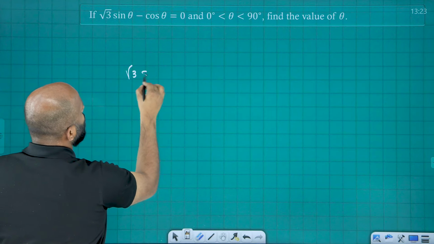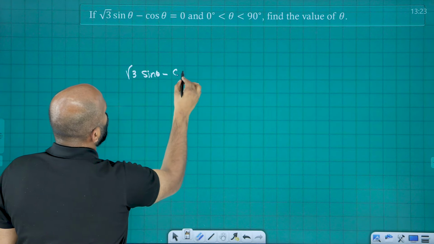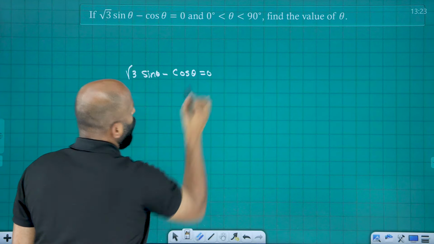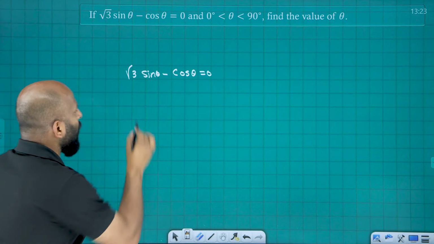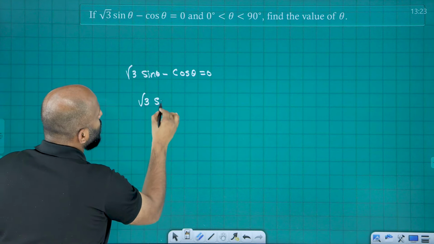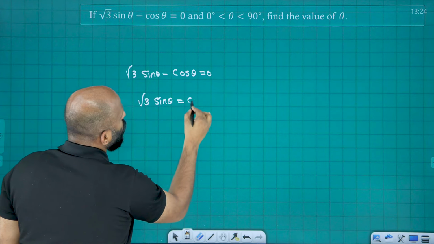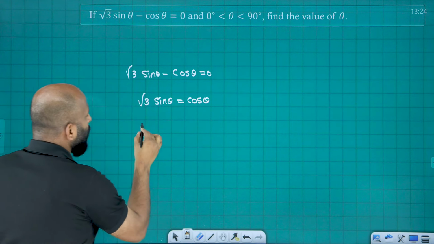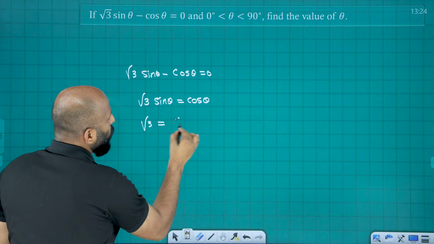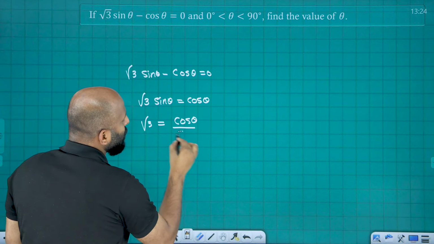Root 3 sin theta minus cos theta is equal to 0. Now what we can do? We can take minus cos theta to the right side. You will get root 3 sin theta is equal to cos theta. Next step, I can take sin theta to the right side. I will get root 3 is equal to cos theta divided by sin theta.